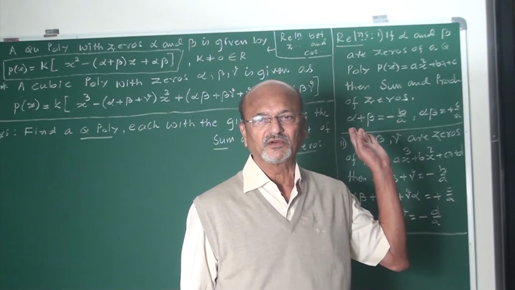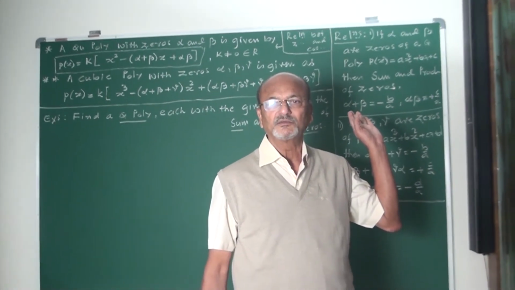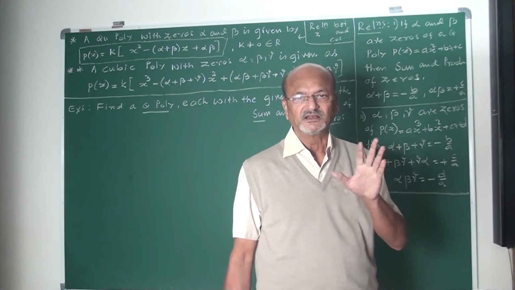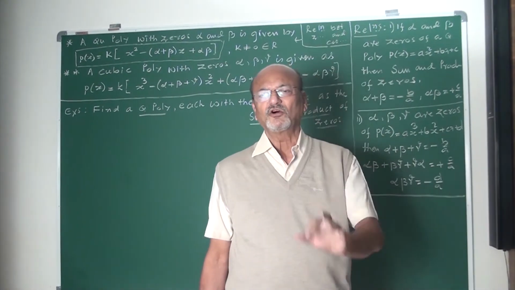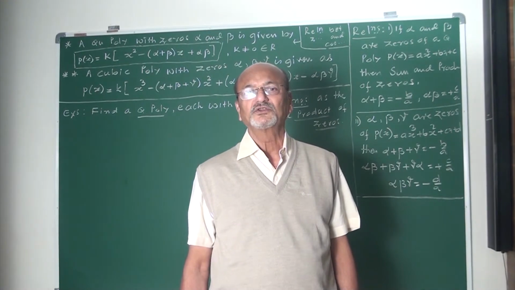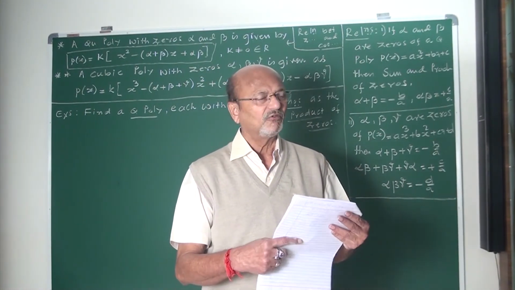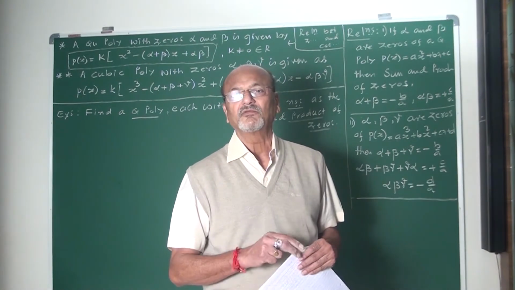Verification means this, my friends. That is, the sum of the zeros is equal to the relation of coefficients, minus b by a, like that. I have done almost all examples from your textbook, my friends. Now we will move with the next type of examples.